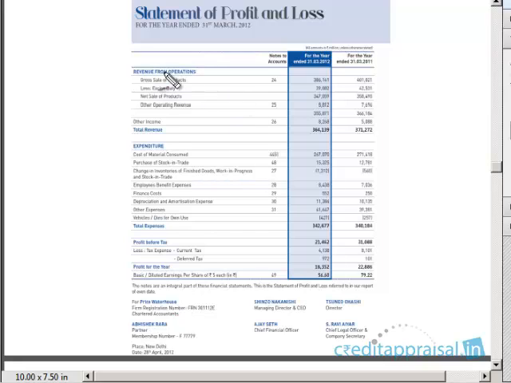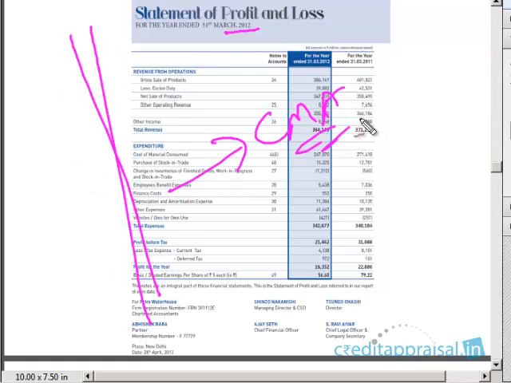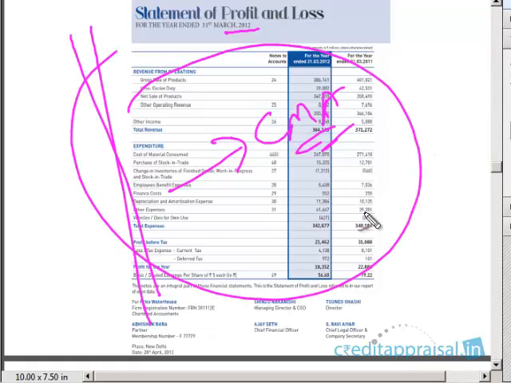So this is how the P&L account of Maruti Suzuki for the year ended 31st March 2012 looked. What we're going to do is take this entire P&L account and convert it into a CMA format. By the end of this exercise, you're going to see how a completed operating statement of CMA data looks, and then we'll go on to the balance sheet.